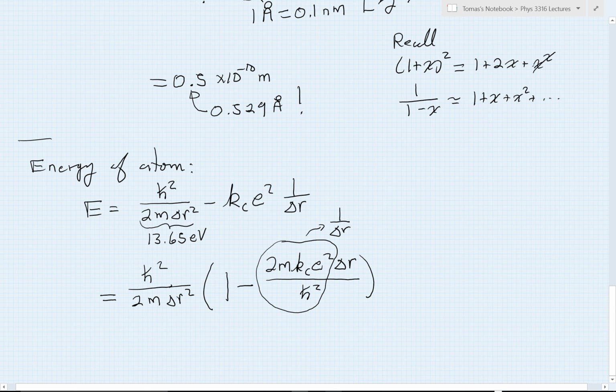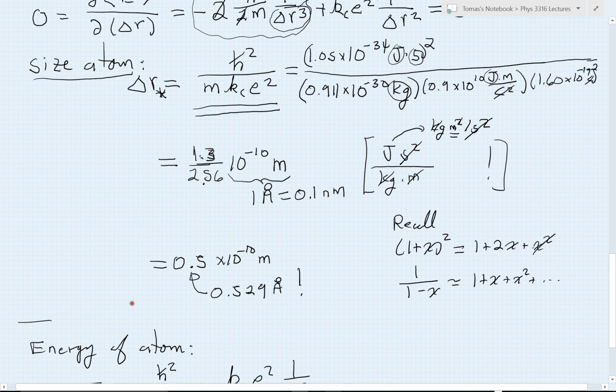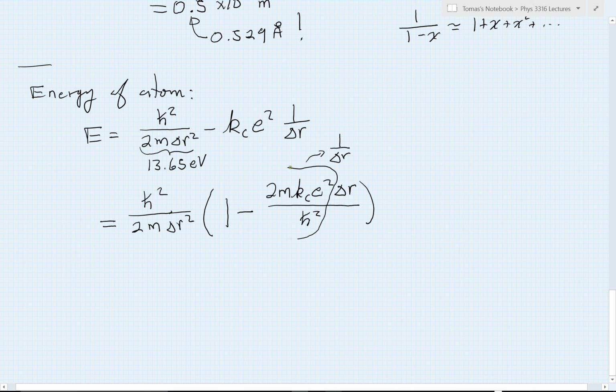Oh, I'm sorry. Delta r did not have any factors of 2 in it. So I shouldn't have included the 2 when I circled that. It is just these pieces. So those pieces cancel out with the delta r perfectly. And I'm just left inside with 1 minus 2.